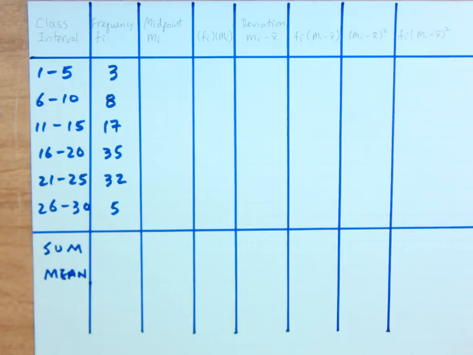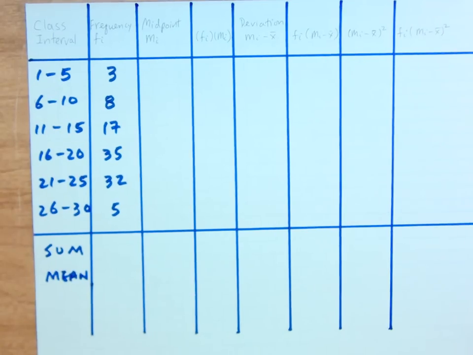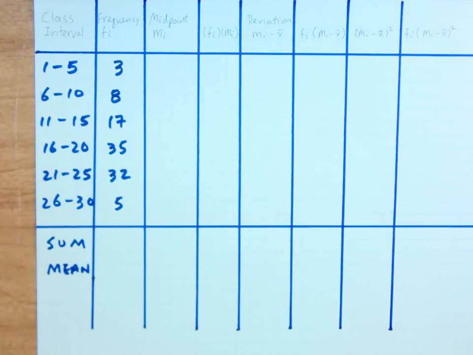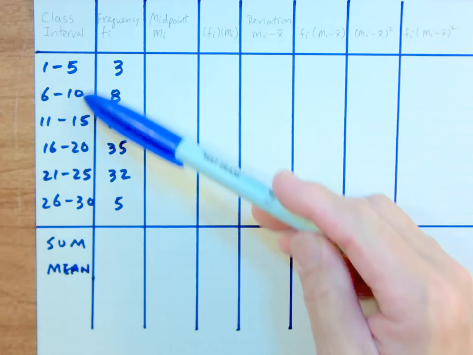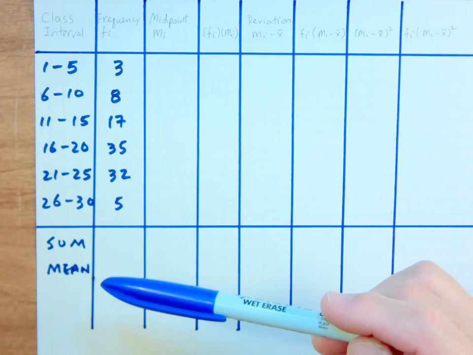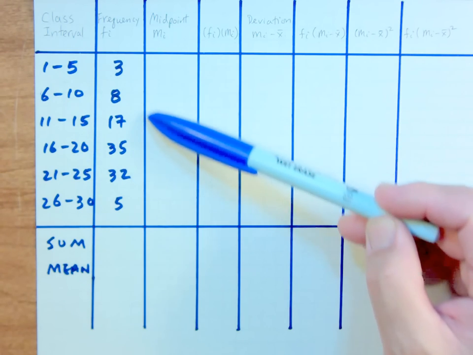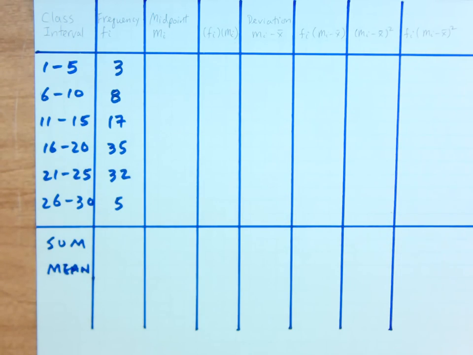Alright, this is an example of computing a sample standard deviation from a given frequency table. We did something similar to this in today's class. So here is the data in question. The first column is called the class interval, and these are the given frequencies. The first thing we need to do is find the mean of this.